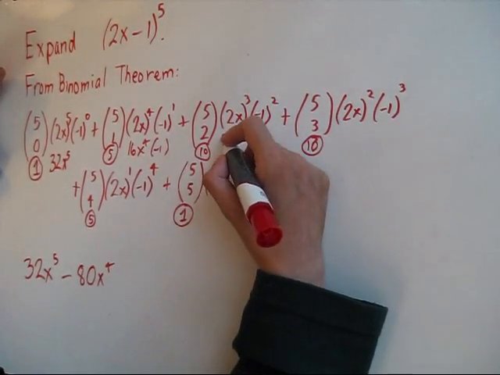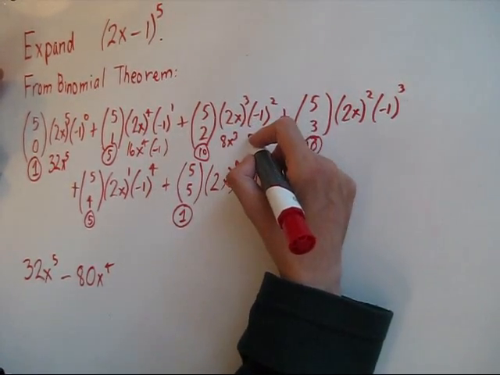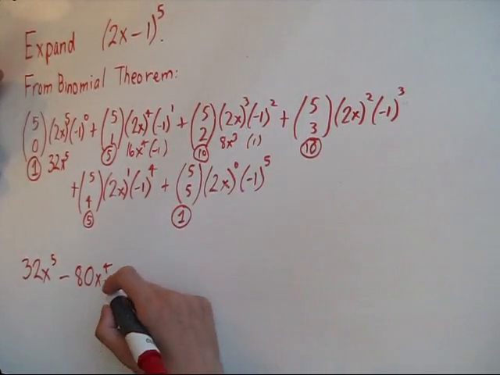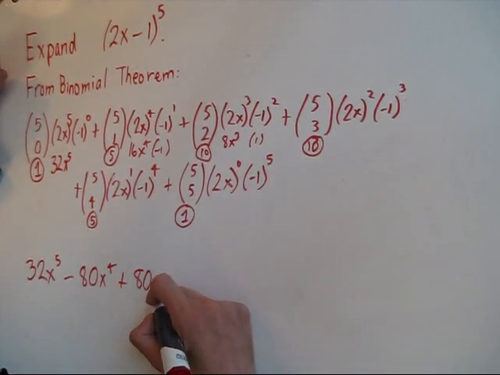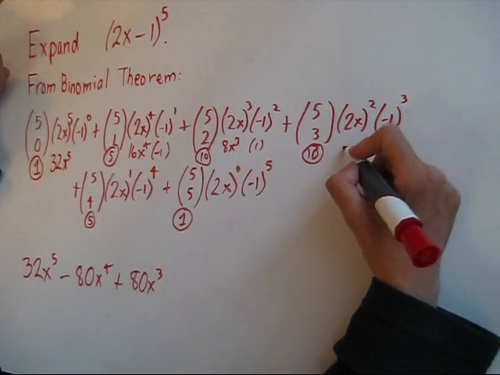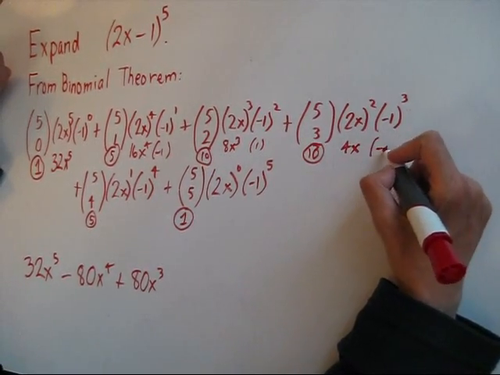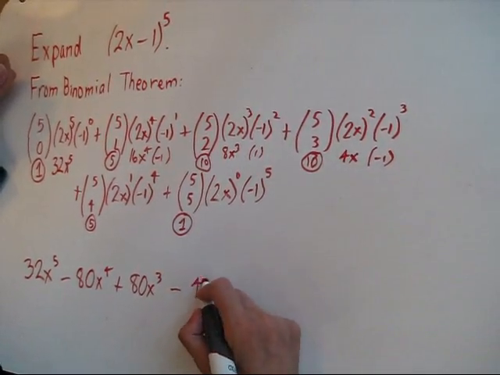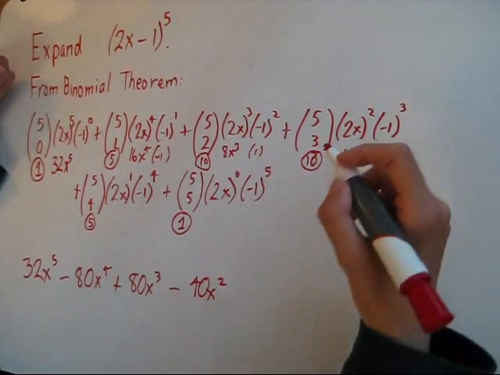For this one we have 8x cubed. Negative 1 squared is just 1. So we have plus 80x cubed. Here we'll have a 4x squared and a negative 1. So minus 40x squared. Sorry, that's a squared.